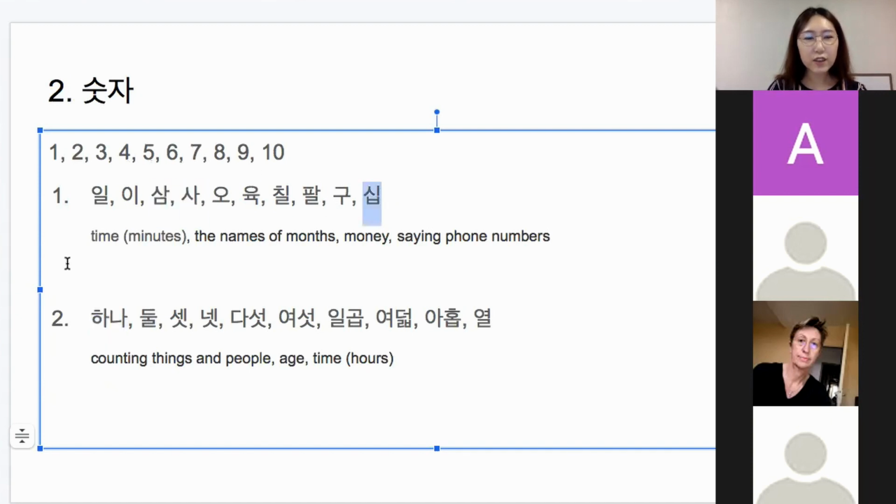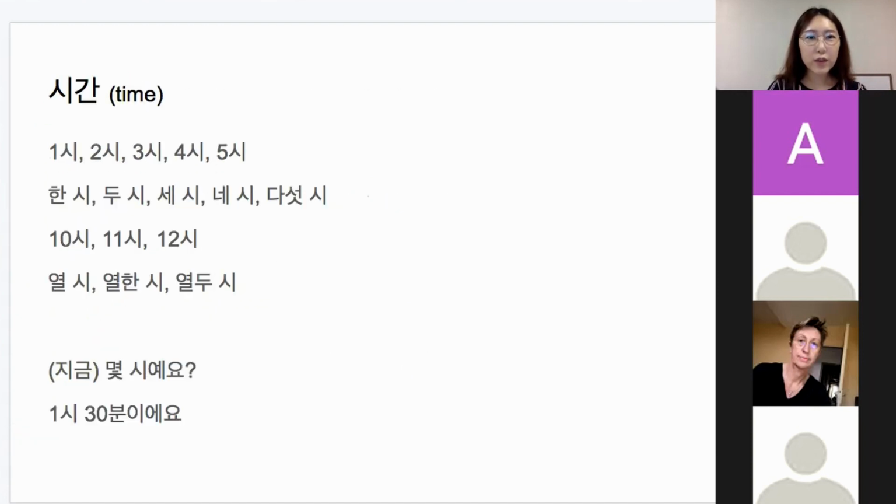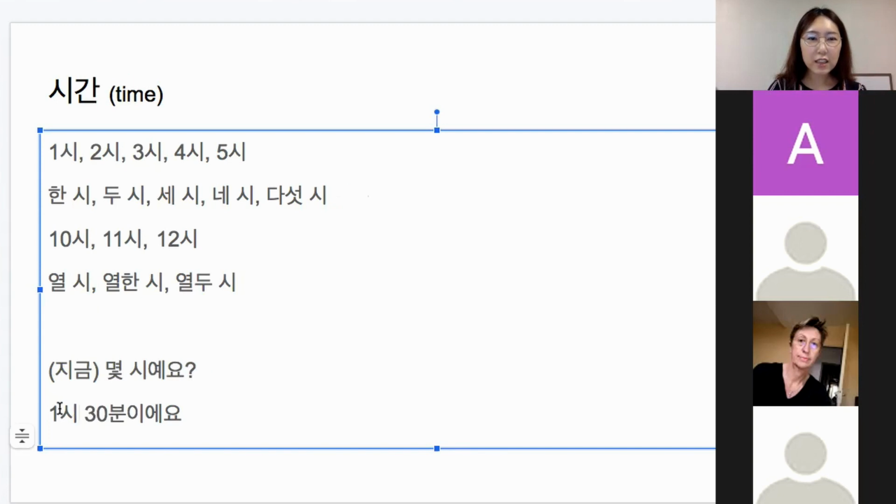1시 30분. It's difficult, right? But if you memorize just one phrase, then it is better for you to understand. Remember it. So what time is it now? Just 1:30 p.m. or a.m. But in here there's no mention of a.m. or p.m. So just like 1시 30분이에요. 2시 30분이에요. 1시 30분이에요.